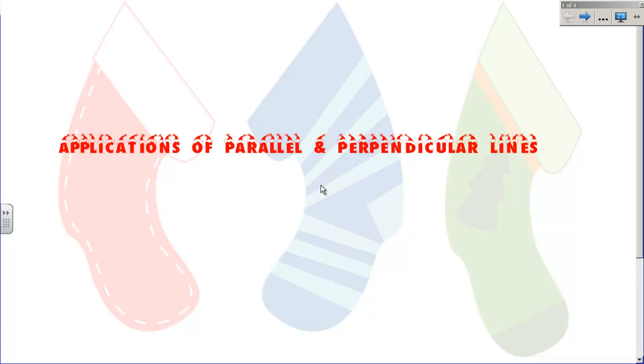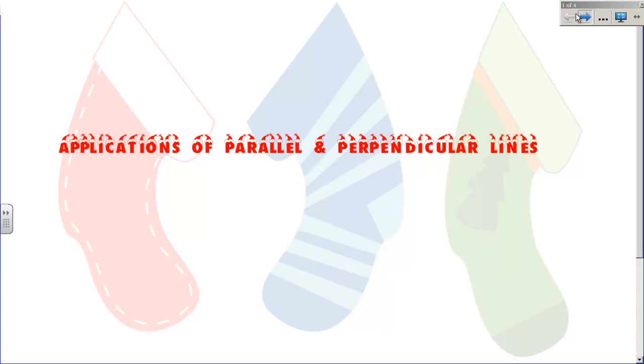Alright, kiddos, now that we have learned to write the equations of parallel and perpendicular lines, we're going to apply what we know to some actual real-world problems. This is going to be very handy to you when you take geometry, because this is the kind of thing you're going to have to do when you are doing proofs and trying to prove things geometrically using algebra.